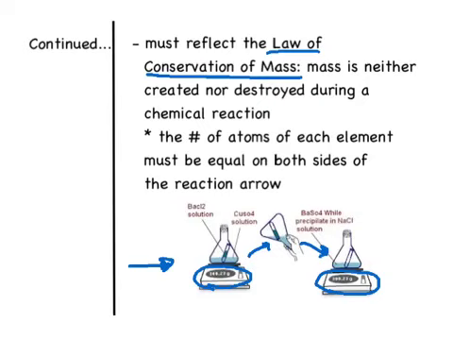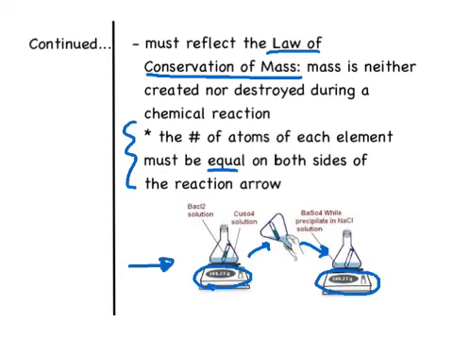So when we're working with chemical equations, the one thing that we always have to keep in mind is that the number of atoms of each element must be equal on both sides of that reaction arrow. So we need to have the same number of atoms before and the same number of atoms after, okay? So that's where the balancing of equations is going to take place.